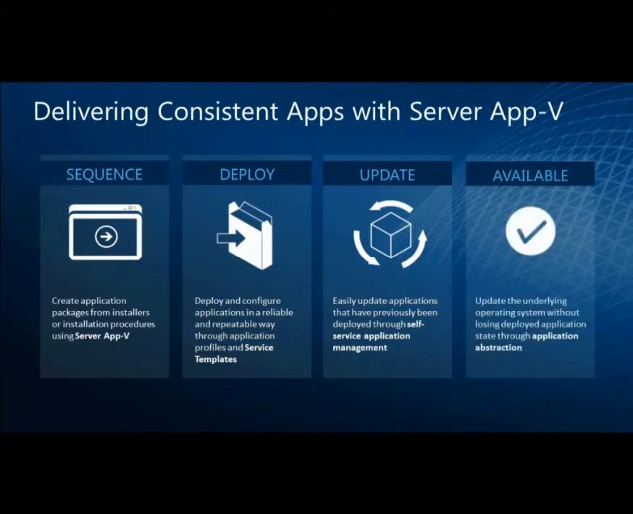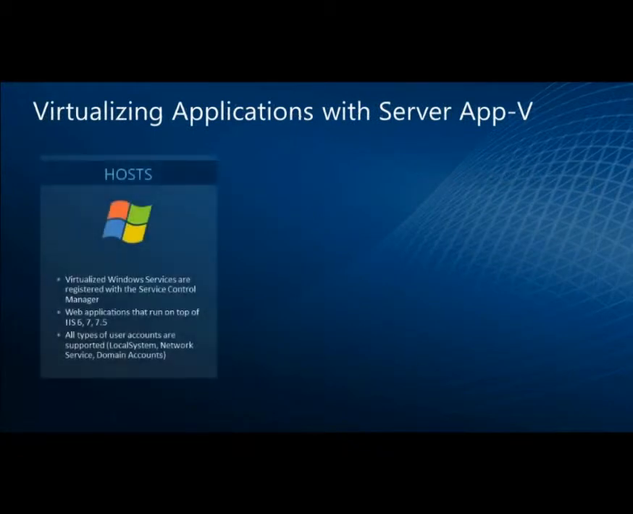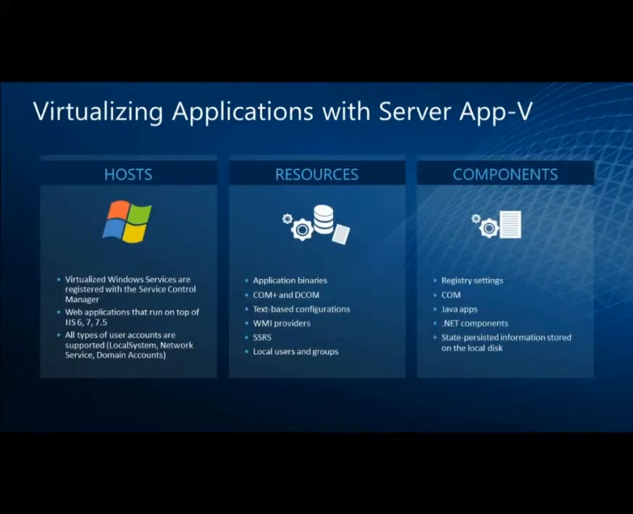And then from an availability point of view, that process that we just went through means that we can always make sure that there is an instance of the application available as we go through this. As you don't need to reboot servers, you don't need to take them offline in order to do those kinds of updates. So what can we actually do with Server App-V? From a host perspective, we're talking about Windows services, we're talking about IIS web applications. We can capture those into web deploy packages. We capture all of the user accounts, things like local system, network service, domain accounts, local users and groups.